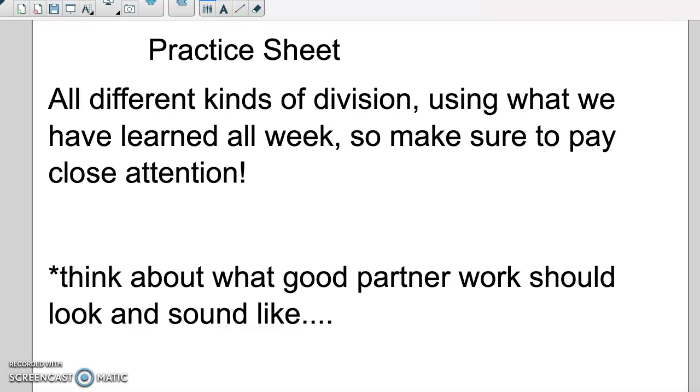So now you're going to go into that practice sheet with your groups of 2. This will be all the different kinds of division we've worked on this week, right? So combining everything that we've learned. So make sure you pay close attention to what's going on in the division problem. I want you also, boys and girls, to think about what a good partner work should look like and what it should sound like. Okay, make sure that we're holding ourselves to those high standards.